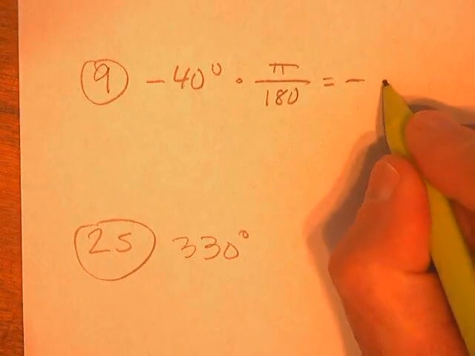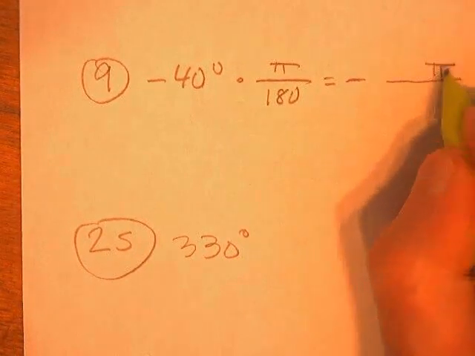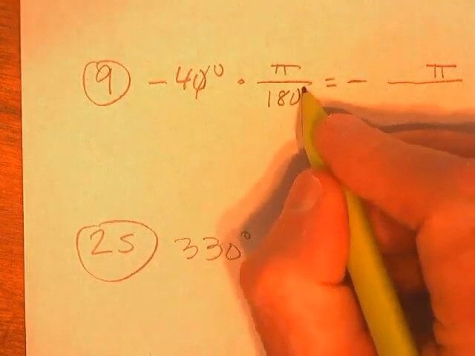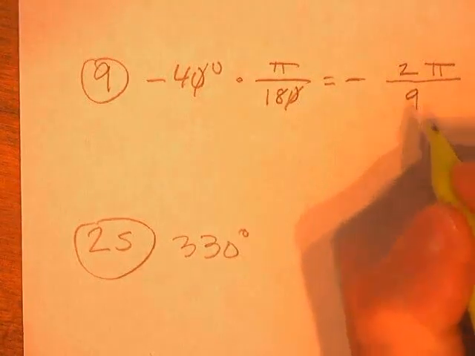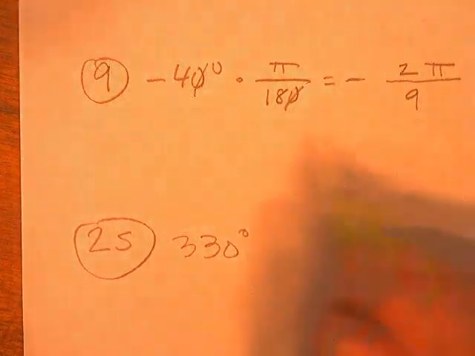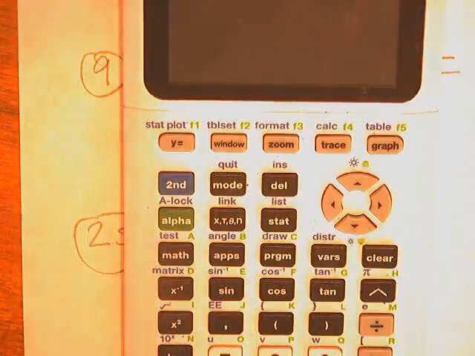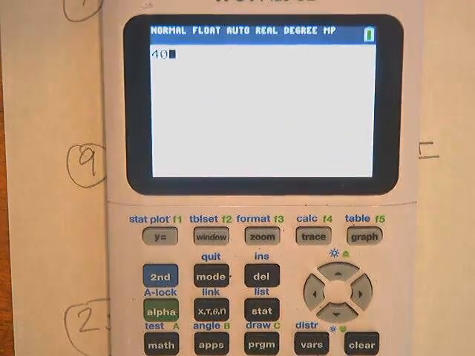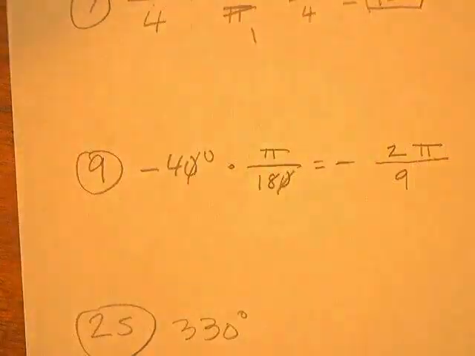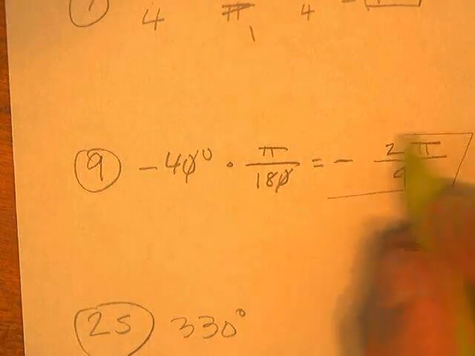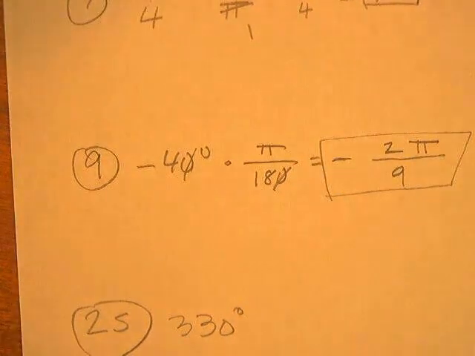Okay, let's see. We're probably going to have a pi in the answer. Let's see, knock a 0 off of each one. 4 and 18 are both even. Cut them in half, there's your answer. Now, if that was too fast for you, that's okay. Take your calculator, do 40, divide by 180, enter, math, enter, and you get 2 9ths. So negative 2 pi over 9 would be your answer.